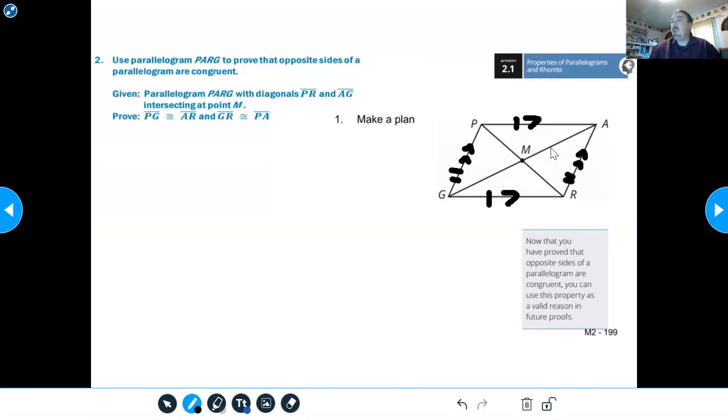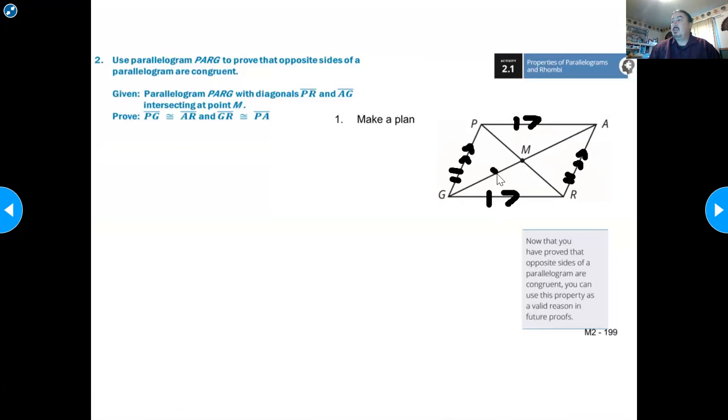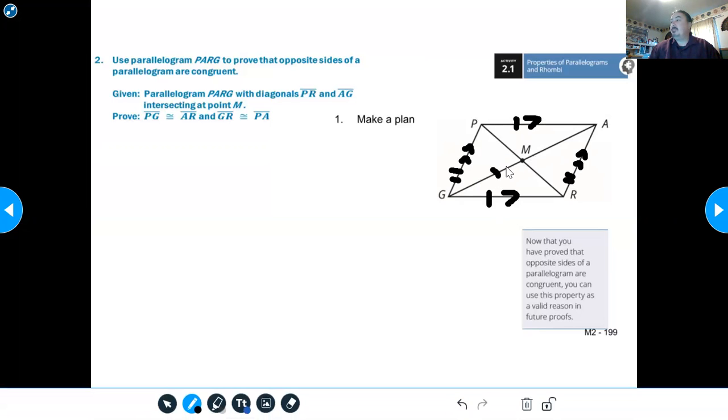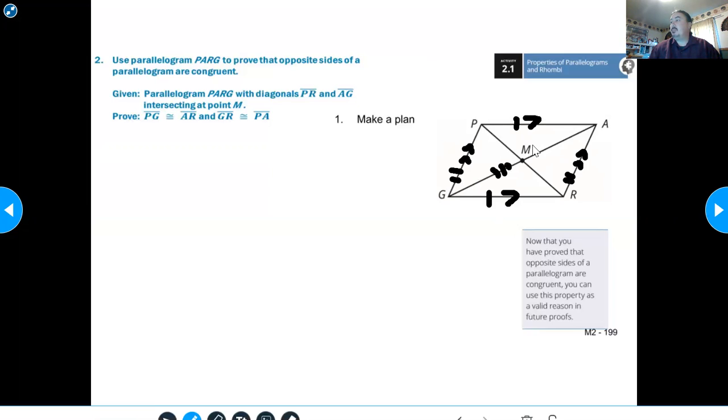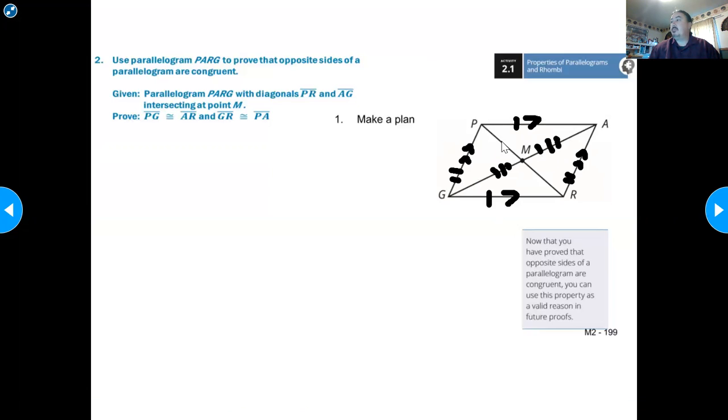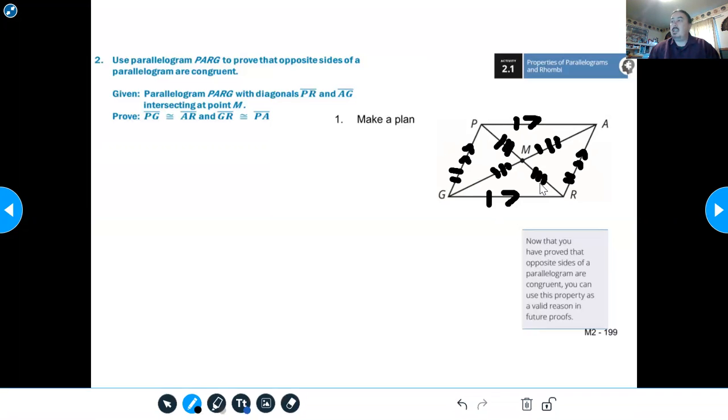By definition, in parallelograms, diagonals bisect each other. Not necessarily equally, but they do bisect each other. Is this information that you're going to use all? No, but just simply marking this up is going to help you out.